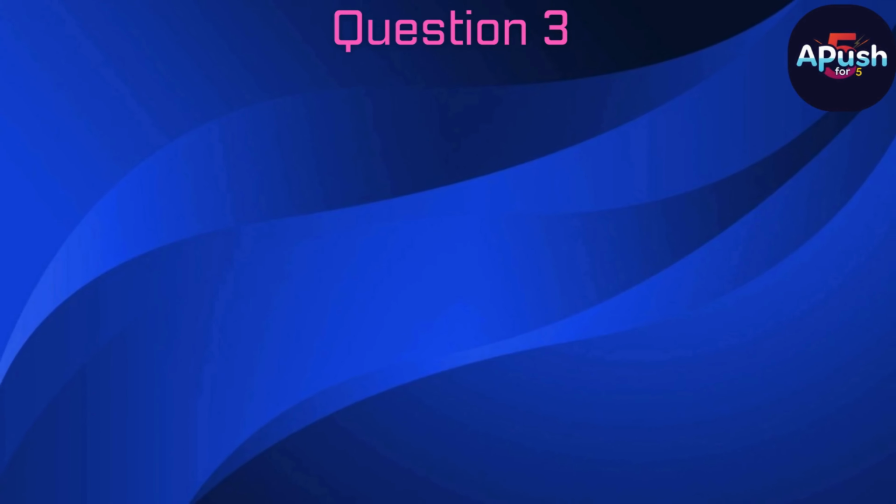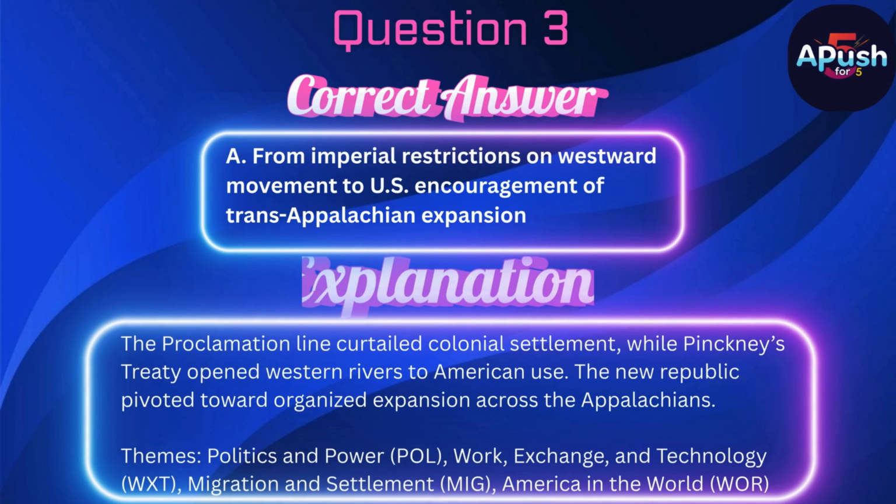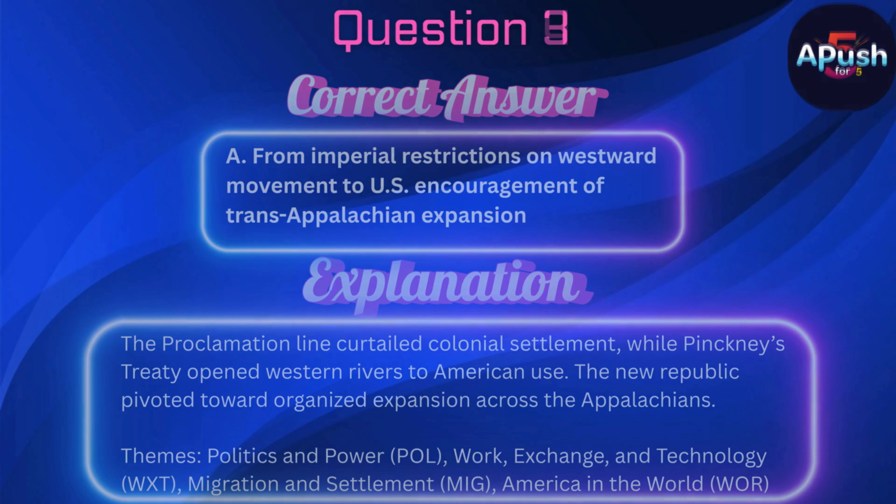The correct answer is A. From imperial restrictions on westward movement to U.S. encouragement of trans-Appalachian expansion. The Proclamation line curtailed colonial settlement, while Pinckney's treaty opened western rivers to American use. The new republic pivoted toward organized expansion across the Appalachians.